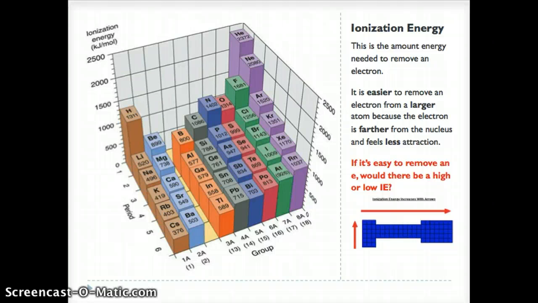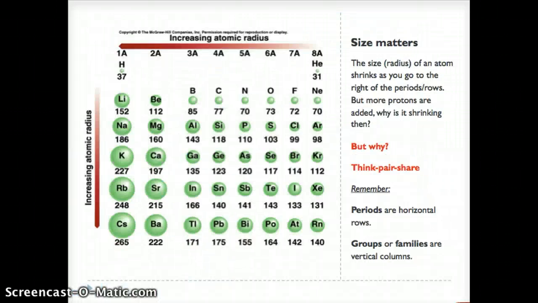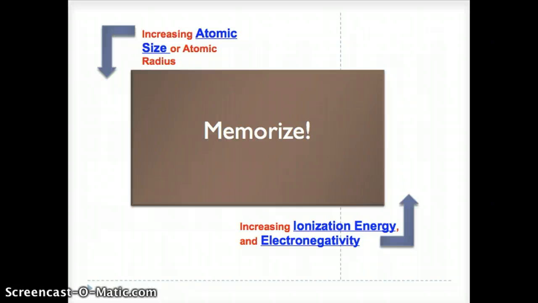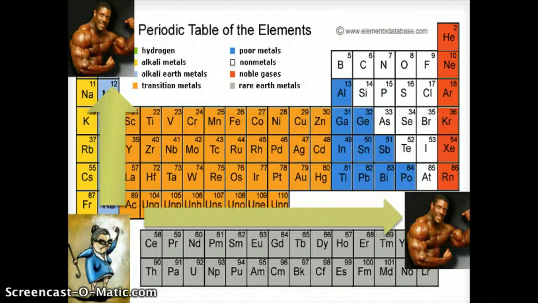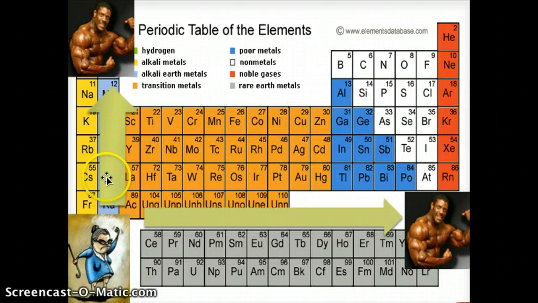Okay, so we talked about ordering the elements from smallest to largest ionization energy. So you had to draw this. You have to think of this. You have to look at the ionization energy going to the right and up. There's an increase in ionization energy. So here, lithium, but cesium and potassium.